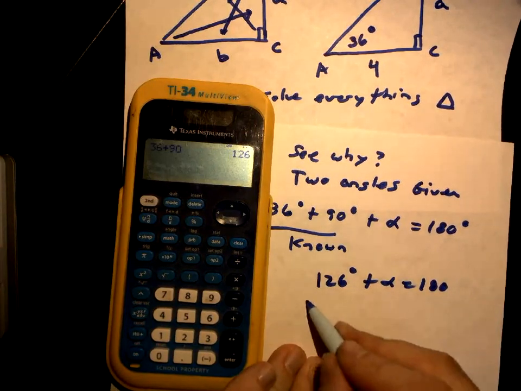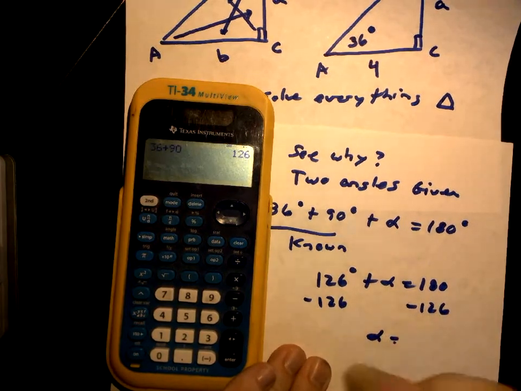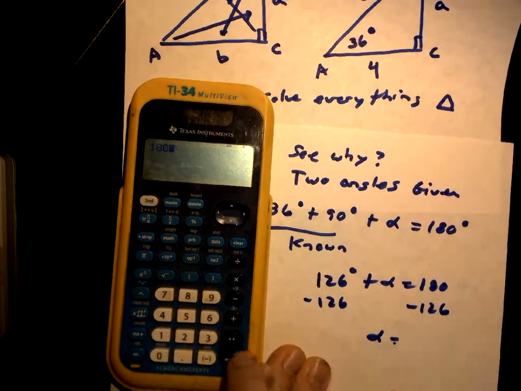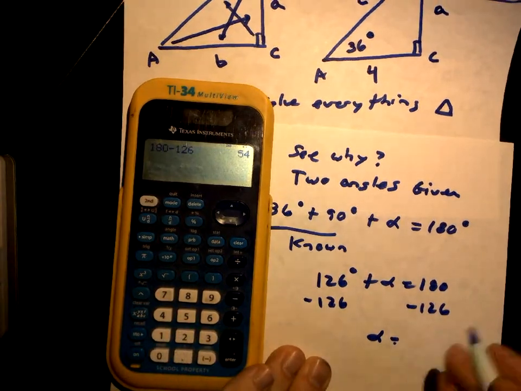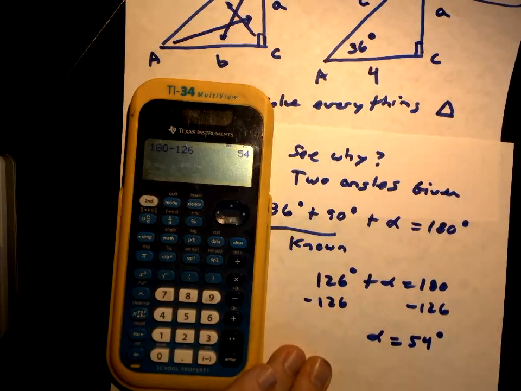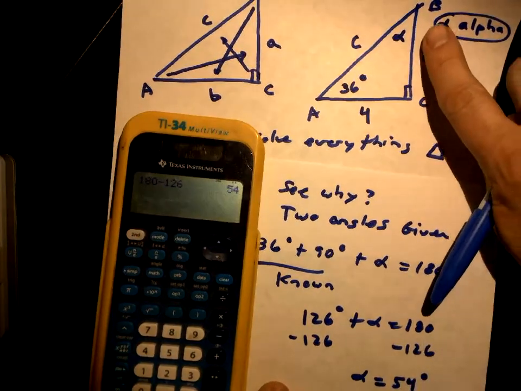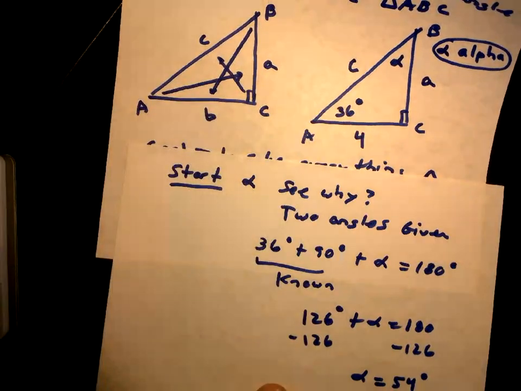Treat this like an algebra problem. Subtract, subtract, and I'm going to go 180 minus 126. And that gives me an alpha of 154 degrees. So now I have this angle of the triangle.